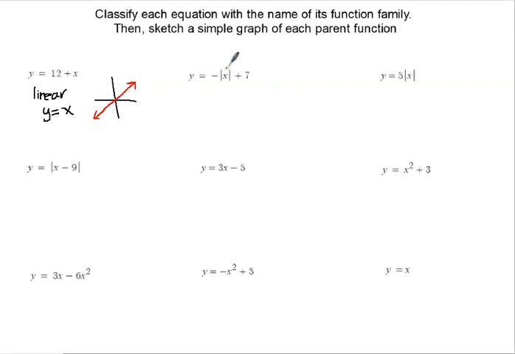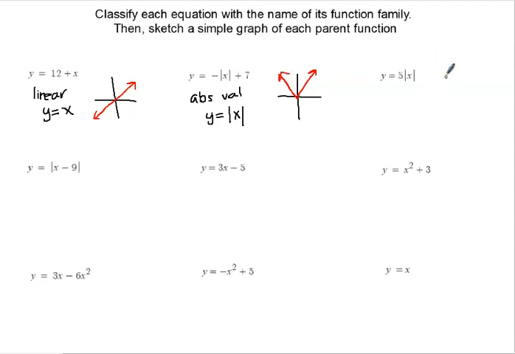The second one, I'm going to ignore any adding or subtracting and multiplying or dividing. This negative is considered multiplying. Essentially, it's a negative 1 times the absolute value of x. So we ignore that as well, and we see that this boils down to the absolute value of x. So this would be an absolute value function with the form y is equal to the absolute value of x. So to sketch a quick graph, I would have a v-shaped graph centered at the origin.